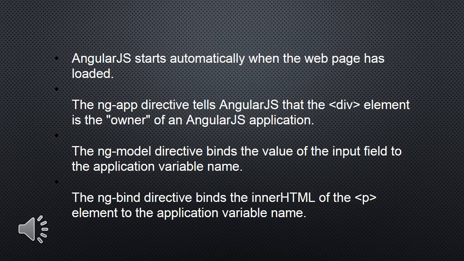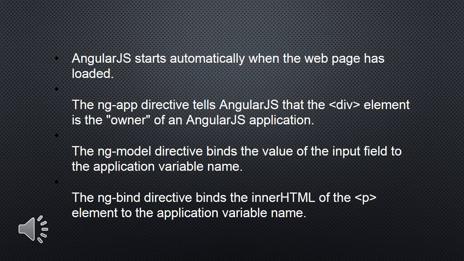of an AngularJS application. An AngularJS application consists of following three important parts: ng-app - this directive defines and links an AngularJS application to HTML. ng-model - this directive binds the values of AngularJS application data to HTML input controls. ng-bind - this directive binds the AngularJS application data to HTML tags. AngularJS starts automatically when the web page has loaded.